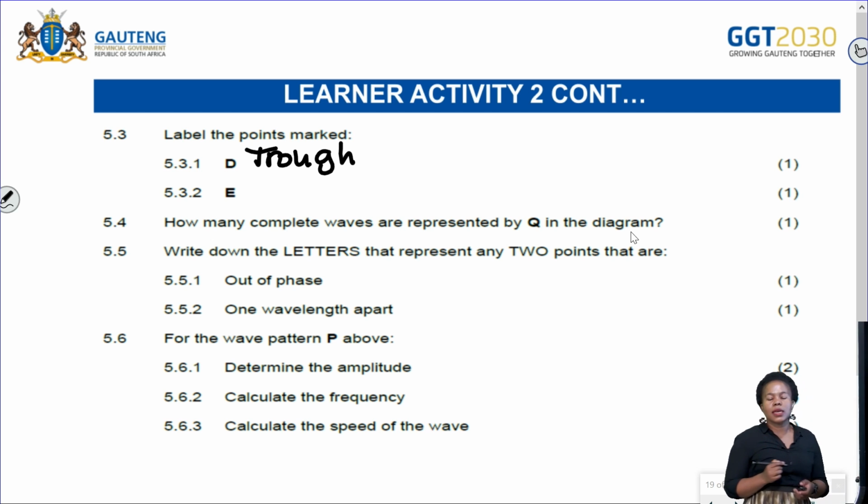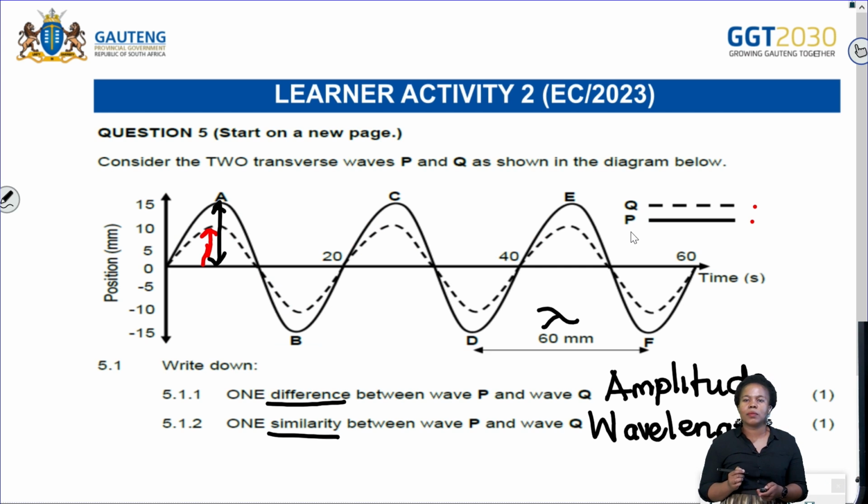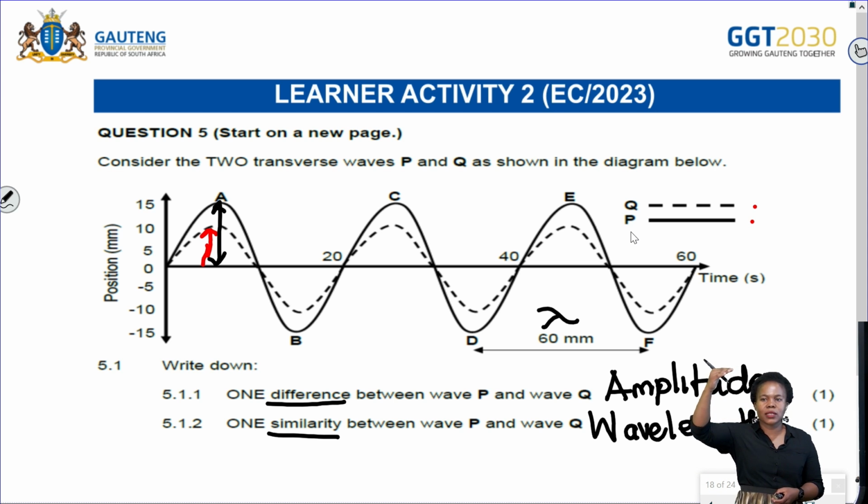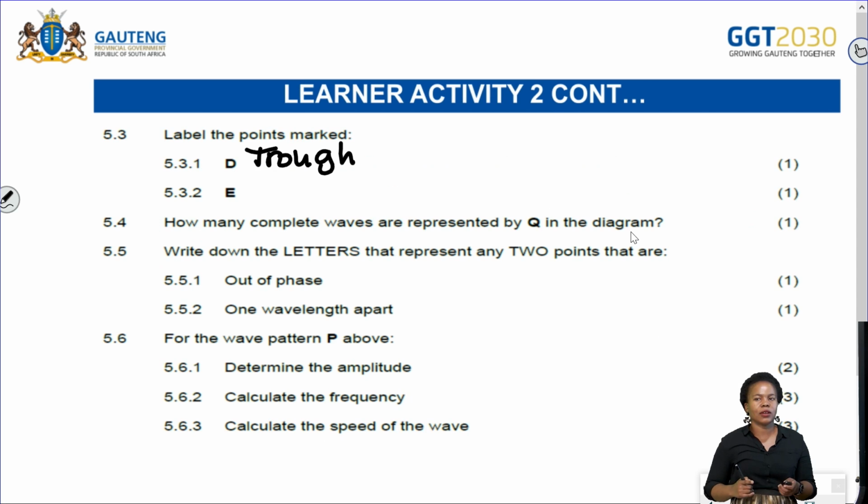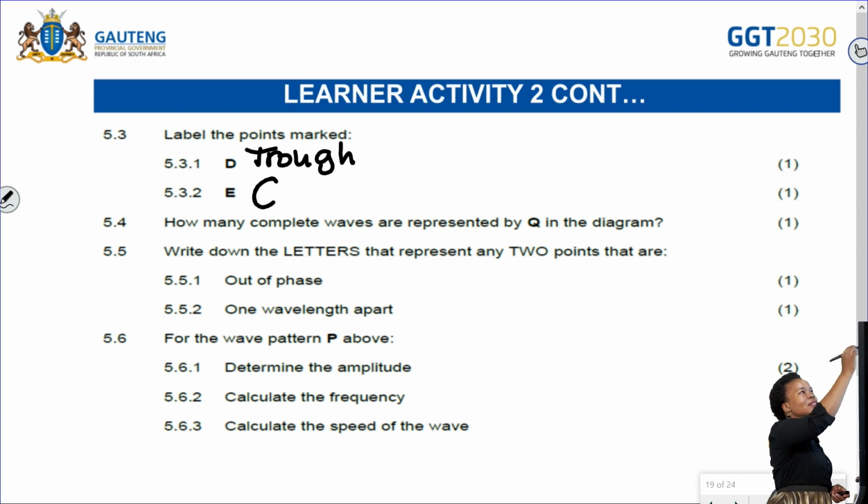Right. E, let's go back a little bit so that we are able to see where E is. E is the uppermost point. What is it? I know you know it. It's the crest. Very good.